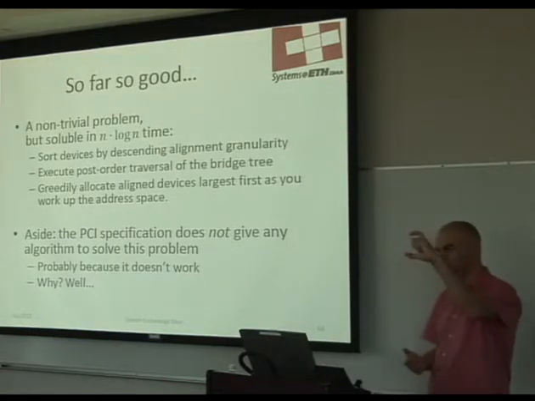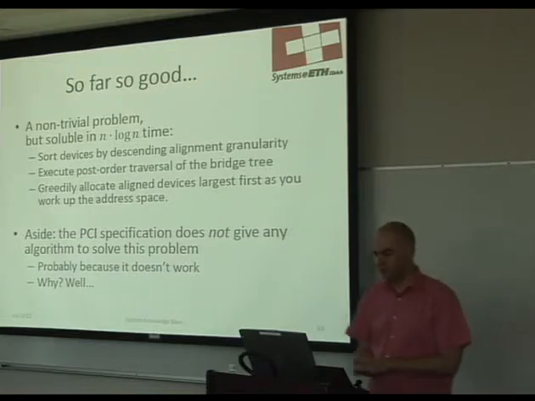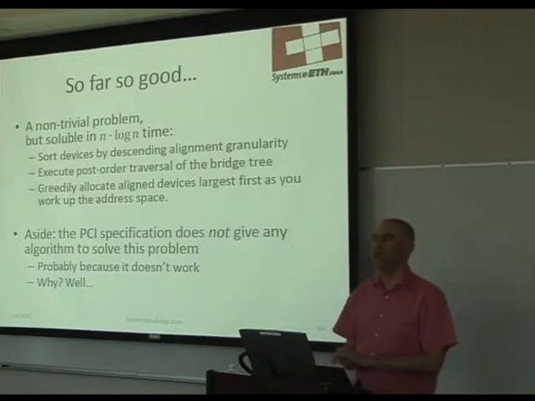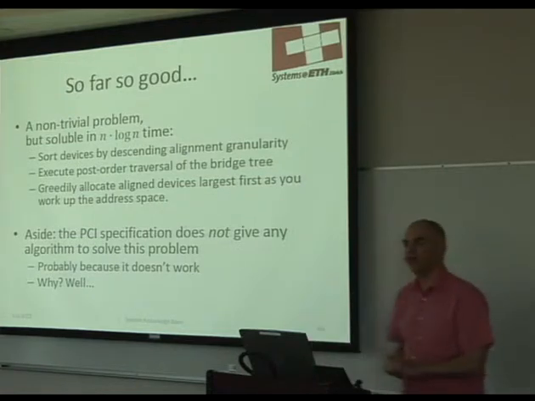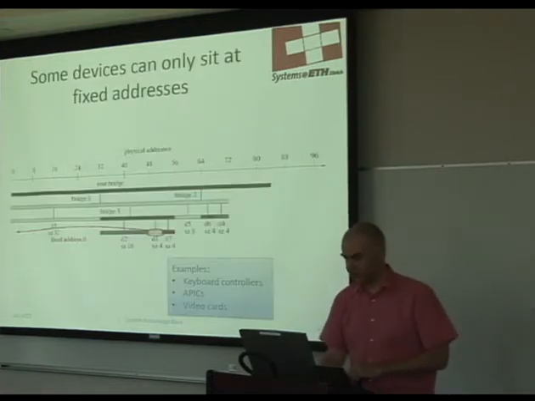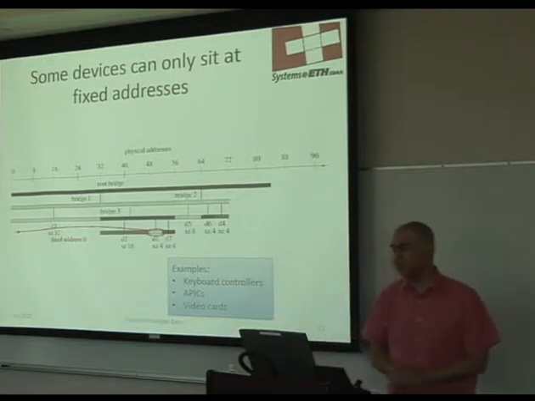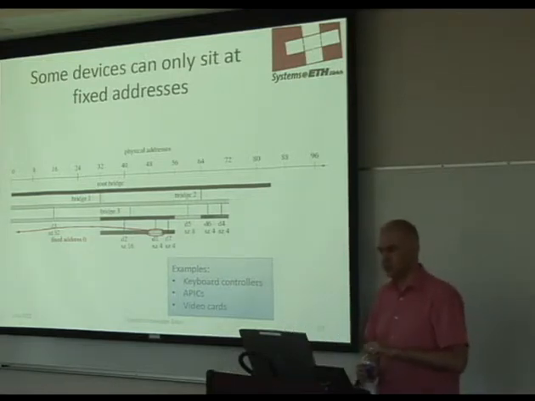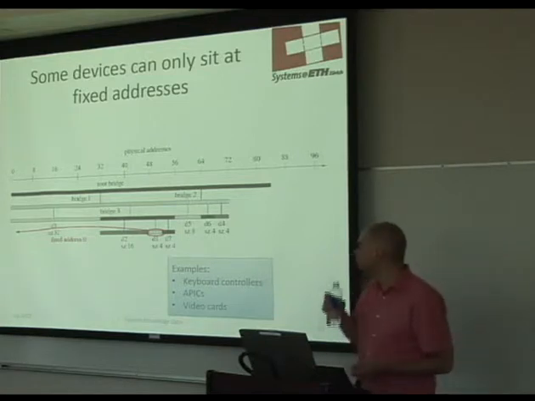You'd think that a document about this thick, which costs a lot of money from the PCI consortium, would actually tell you what you needed to do, tell you what code you needed to write. It does not. And possibly because this doesn't work. It doesn't work for a bunch of very annoying problems. Some devices can only sit at fixed addresses, which screws up the post-order traversal.